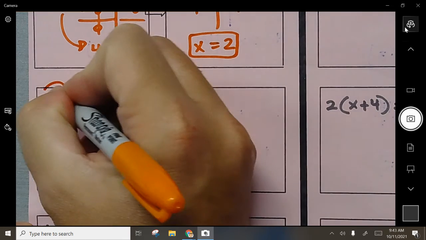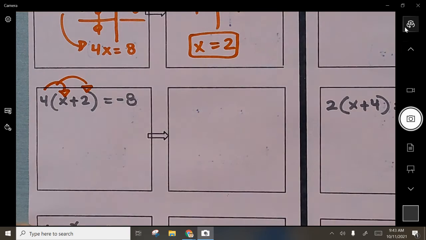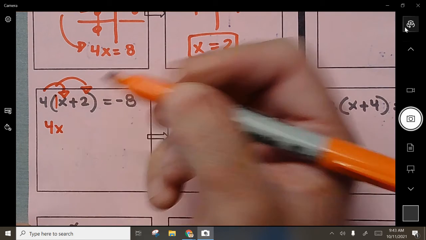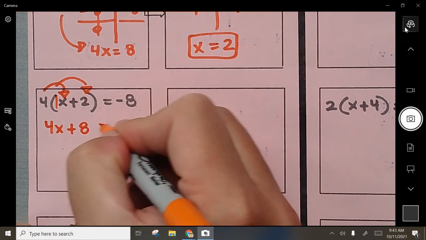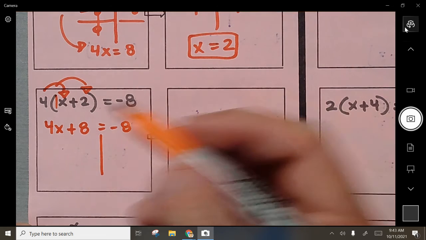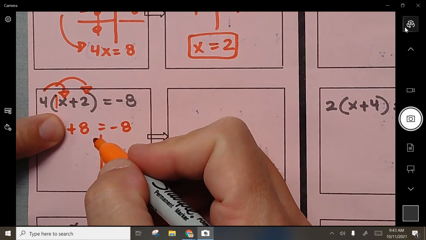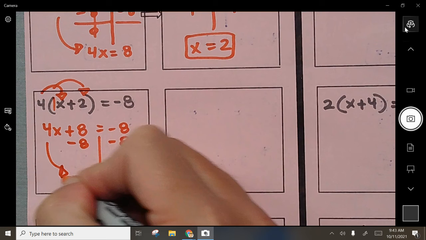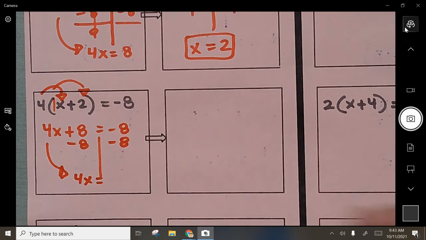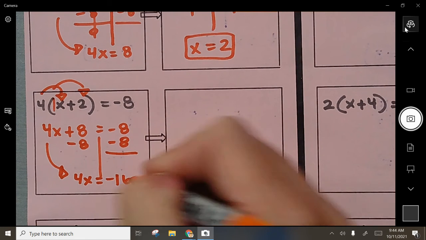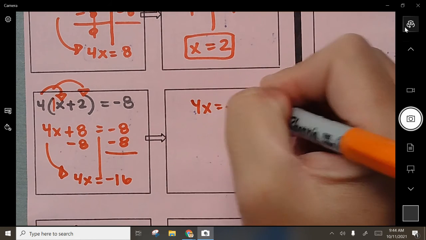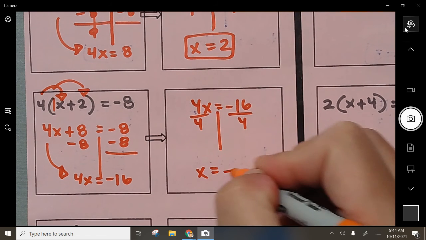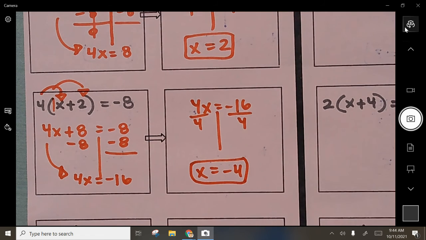All right, why don't we go ahead and try to work this one out with the distributive property, do that part first. 4 times, there's an invisible 1 here. 4 times 1 is 4, and the invisible 1 plus 8 equals negative 8. And then now, how do we get rid of it? Remember, we put our finger on the variable. We've got to get rid of this constant. 4x equals negative 8 and negative 8, negative 16. Okay? Divide by 4, x equals negative 4.